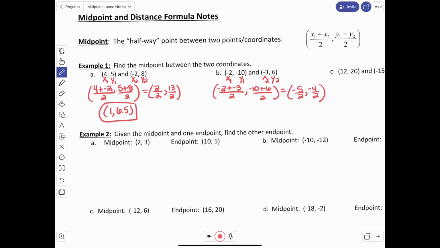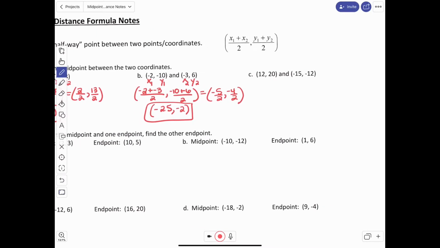And now we divide by 2. So -5 divided by 2 is going to be -2.5. -4 divided by 2 is -2. All right. So here's x and y. Your first set of points, your second set of points. So we have 12 plus -15 divided by 2. 20 plus -12 divided by 2.